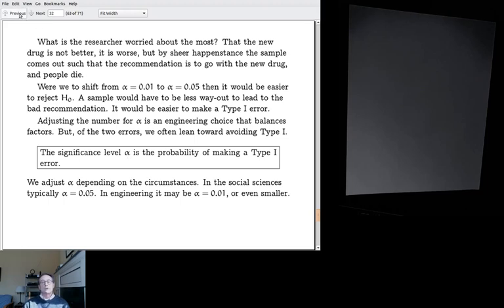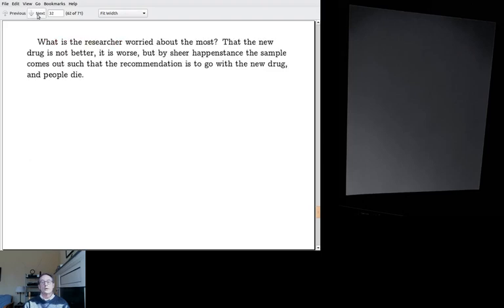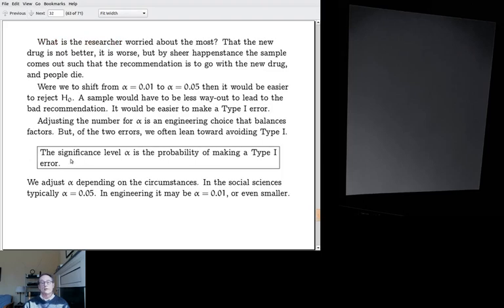So if what you really don't want is type 1 errors, that H naught is the right thing and you're persuading people to reject it, that is, people were currently doing the right thing and you're persuading them to do something different, that's really the worst thing you can do. If you don't want that, then you want to set alpha to be quite small, so that there's a very small probability of making a type 1 error.